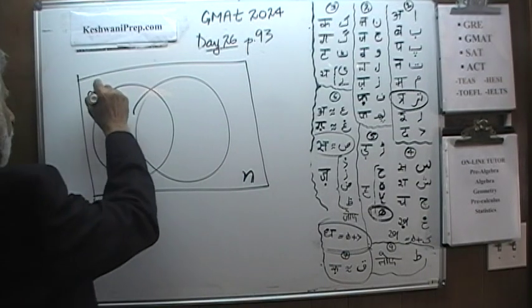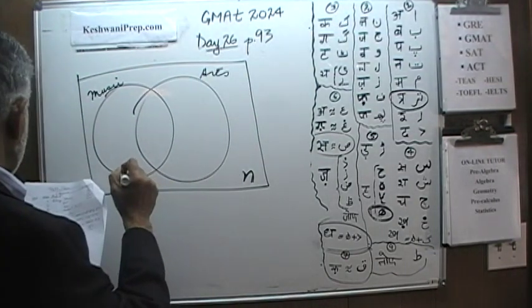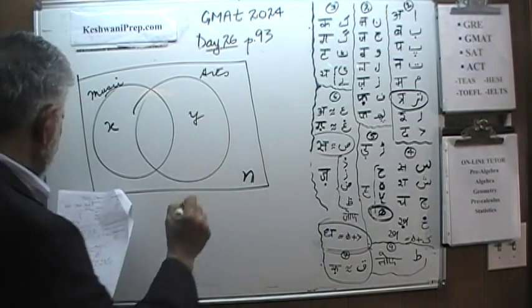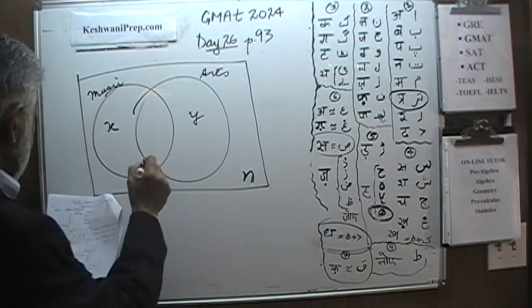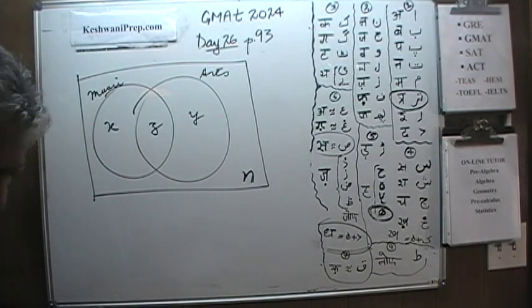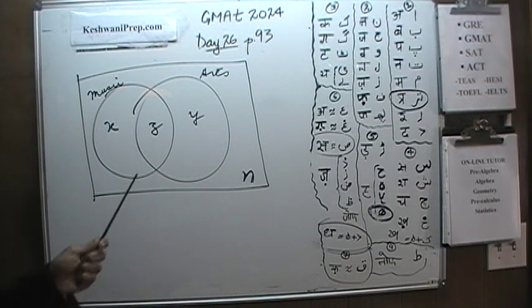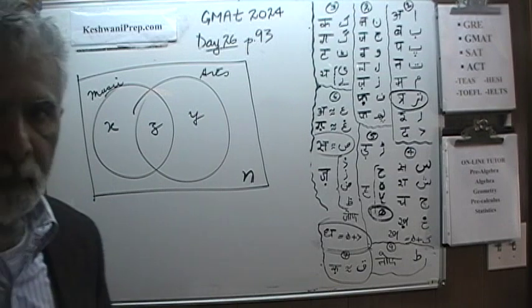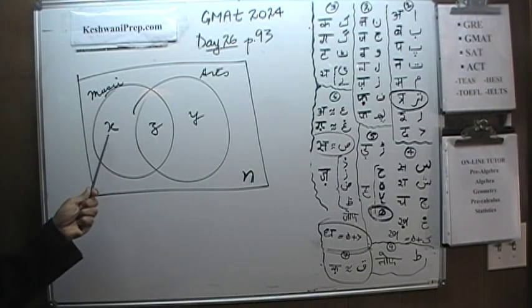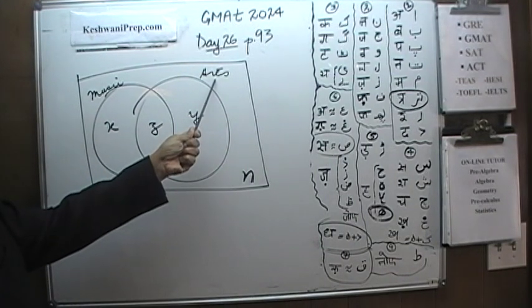So here's the music. Here's the arts. We are told that X are taking music. We are told that Y are taking arts. But we are also told that Z are taking both. Z number of students are taking both. As it is drawn, the Z number of people who are taking both are being counted twice. They are first being counted as number of people who are taking music, and the same number of people are being counted again as people who are taking arts.